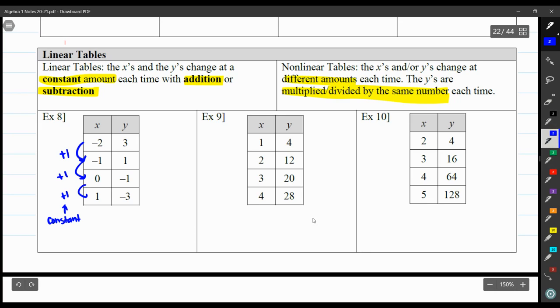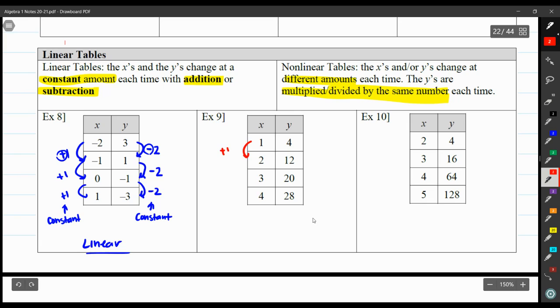I still need to check the y's. From 3 to 1, I'm subtracting 2. That's okay, we can subtract. 1 to negative 1, subtracting 2. Negative 1 to negative 3, subtracting 2. This is also constant. So since both the changes are constant and either addition or subtraction, this table is a linear function. If we look at 9, do the same process.